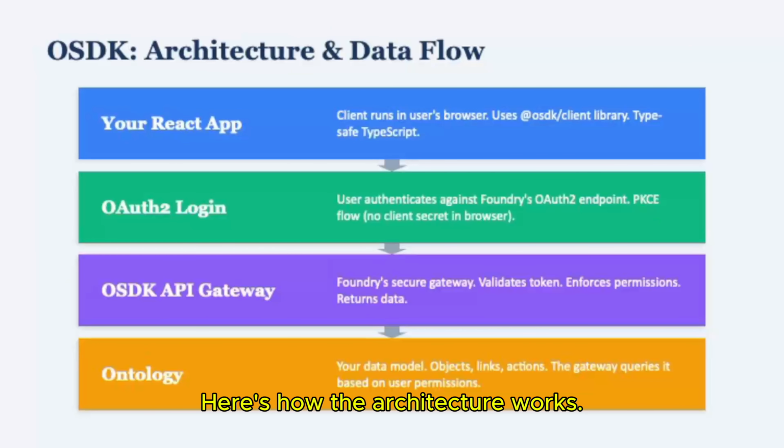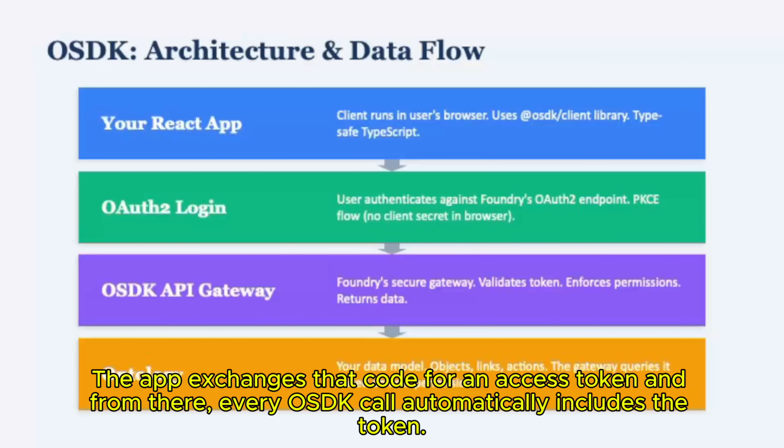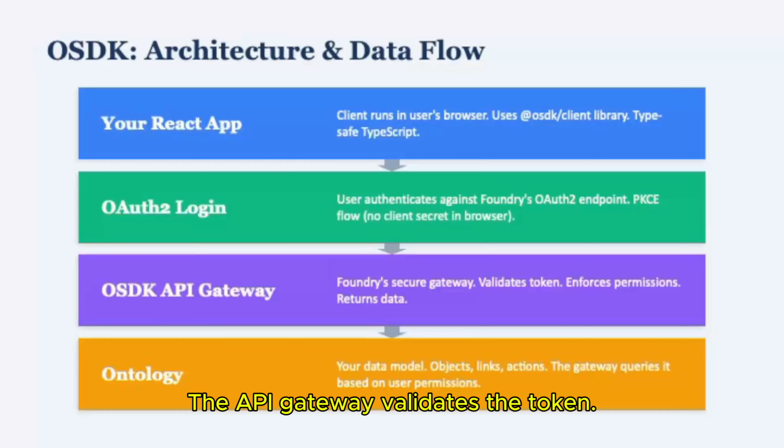Here's how the architecture works. A user opens your React app. The app checks if they have a valid token. If not, it redirects to Foundry's login page. After login, Foundry redirects back with an auth code. The app exchanges that code for an access token, and from there, every OSDK call automatically includes the token. The API gateway validates the token.